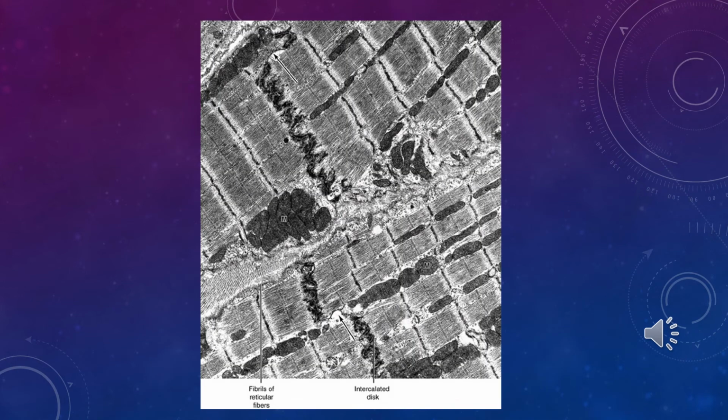On this slide, you can see a photo from an electron microscope showing the position of intercalated discs. They are dark-staining lines which join two cells.